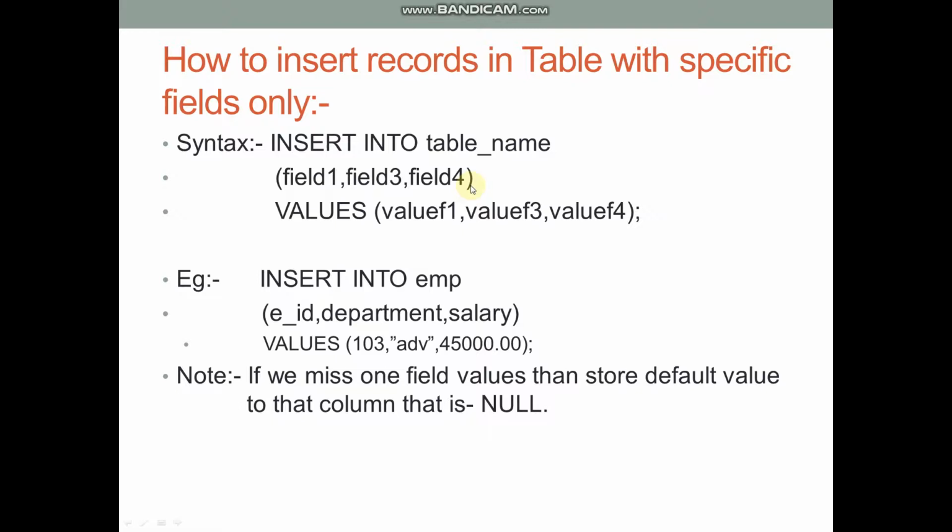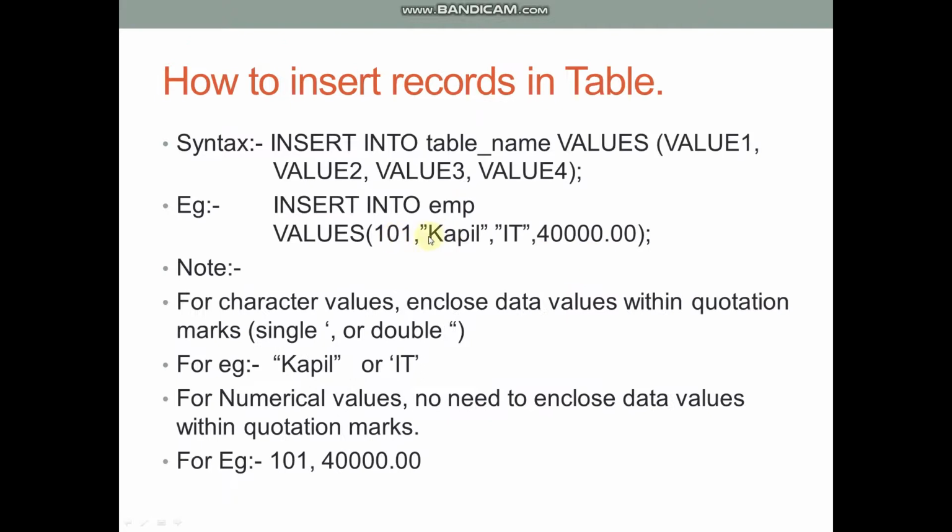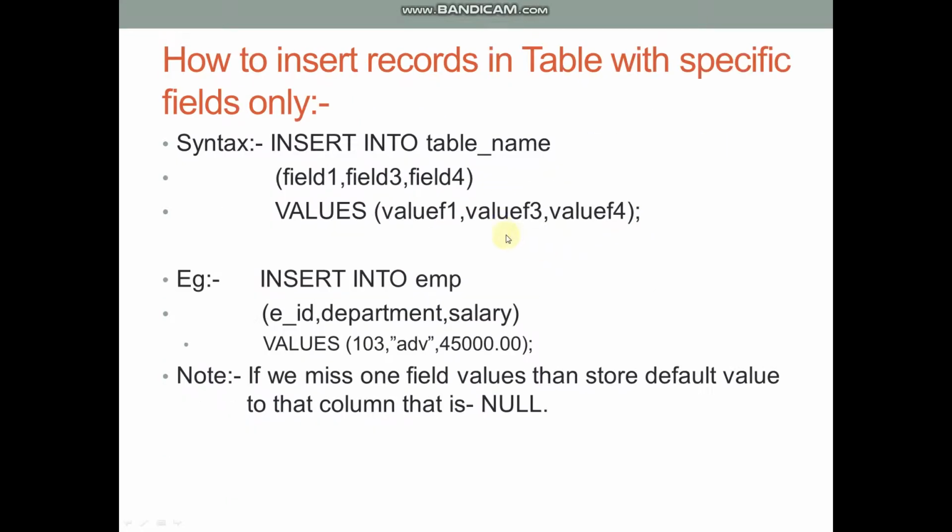Like in the previous video, we inserted values for each column of our table, like value 1, value 2, value 3 and value 4. Since we had 4 columns, we provided 4 values. But if we need to skip one field value, like in this query, you can see that the command syntax is insert into table name, field 1, field 3 and field 4. So we are here skipping field 2.